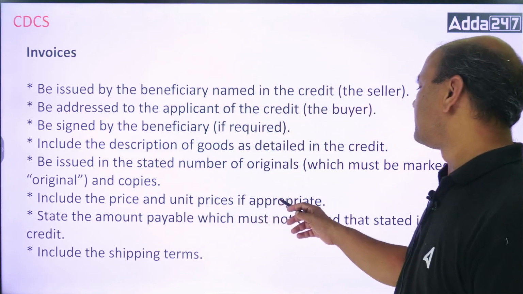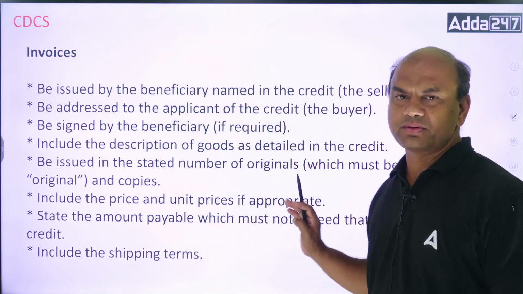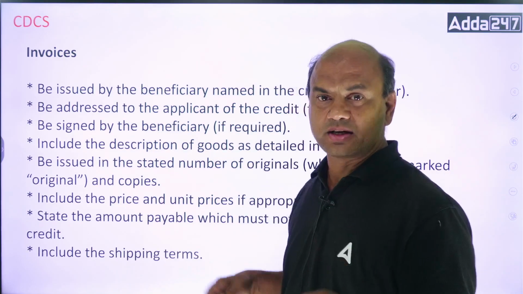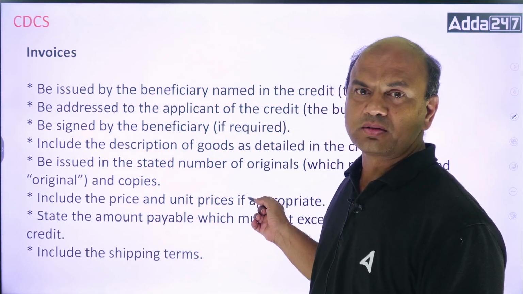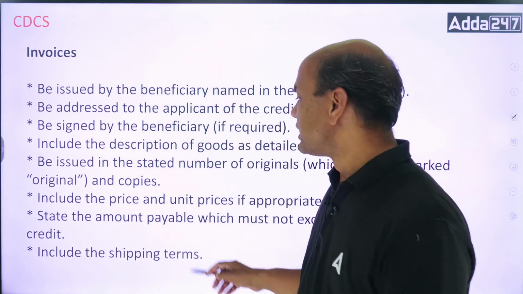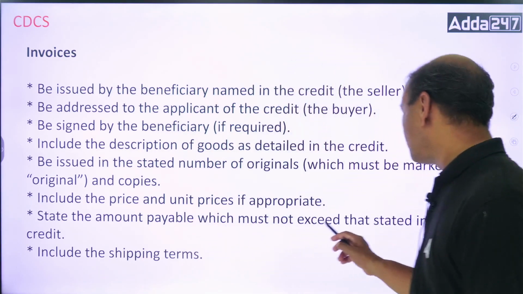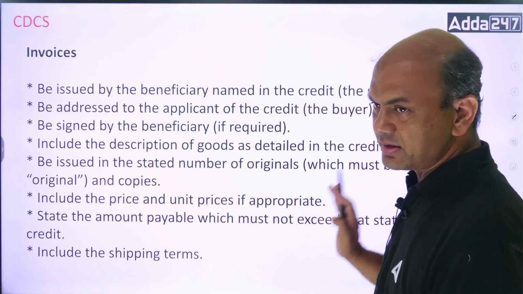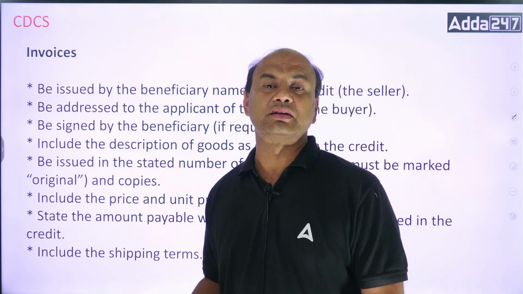Include the price and unit prices if appropriate. That means it depends. If the goods description (GD) says that unit price should be included, it is included. State the amount payable, which must not exceed the amount stated in the credit. Correct? The amount should never exceed that in the credit.